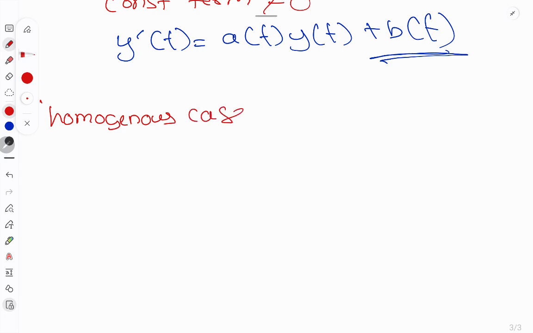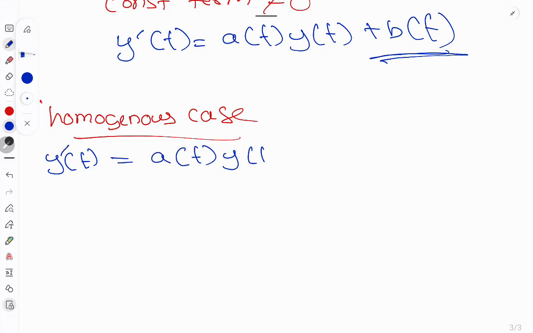In the homogeneous case, you have y'(t) = a(t) y(t). Why is it known as first order? Because it is differentiated one time, so that's why it's first order homogeneous. If you have any question in between, just stop me and ask.